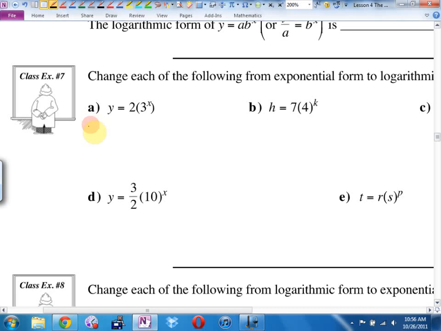Now, what to the power of what equals what? Sorry, log base what of what equals what? Log base 3 of y over 2 equals x.